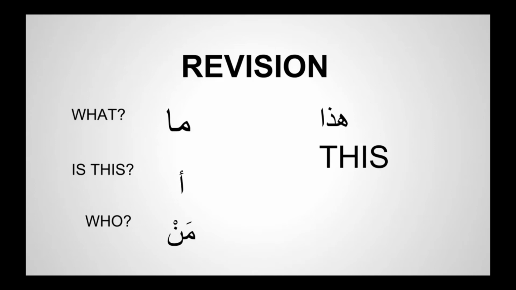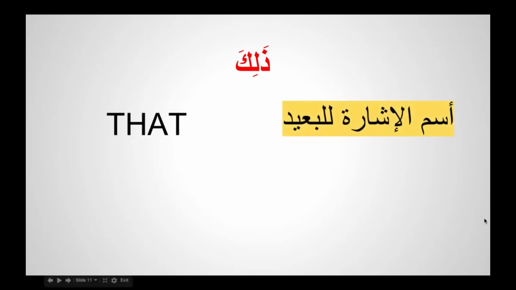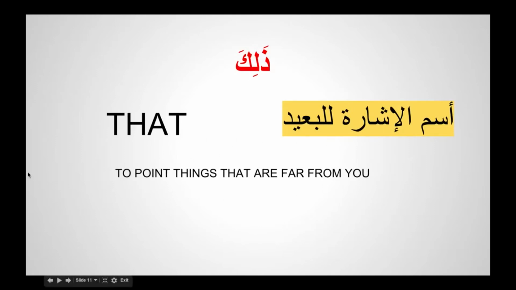So after hada, logically we'll be learning about dhalika. So what is dhalika? Which means that. And how do we say it in Arabic? The same thing, it's ismul isharatu lil ba'id. Ba'id means far. So a noun to point at things that are far. Ismul isharatu lil ba'id. So this dhalika is used to point at things that are far from you.